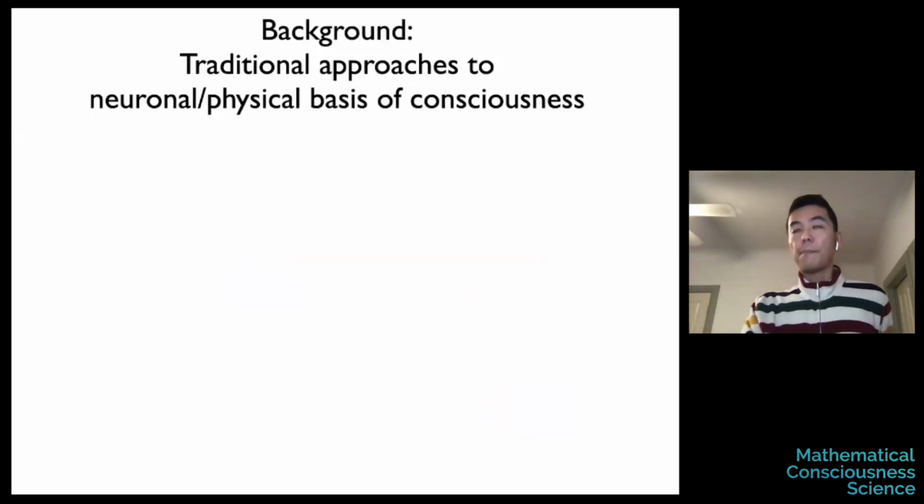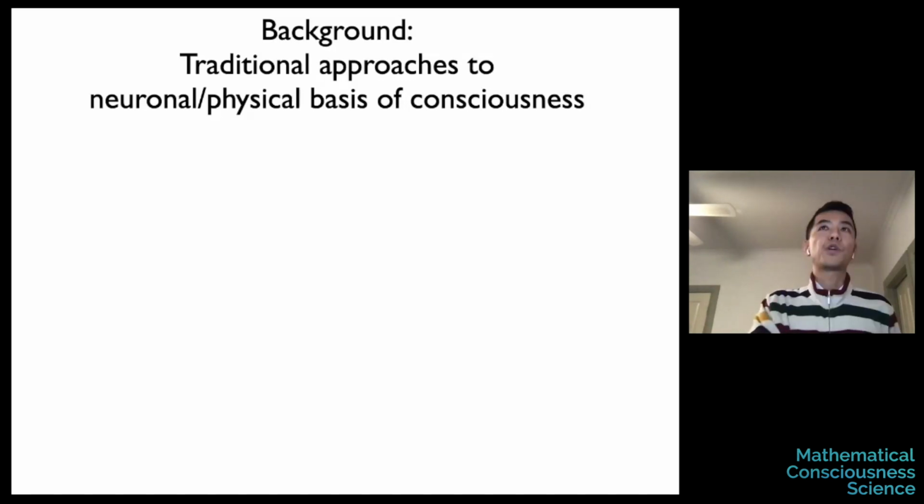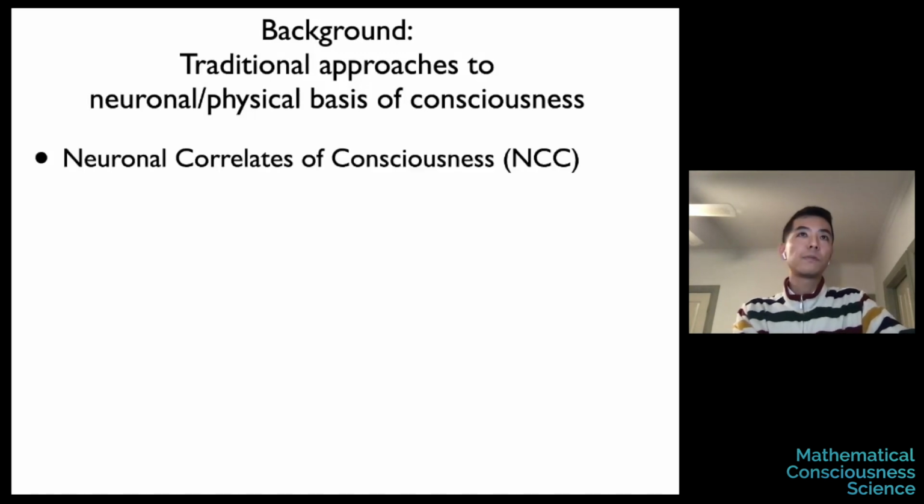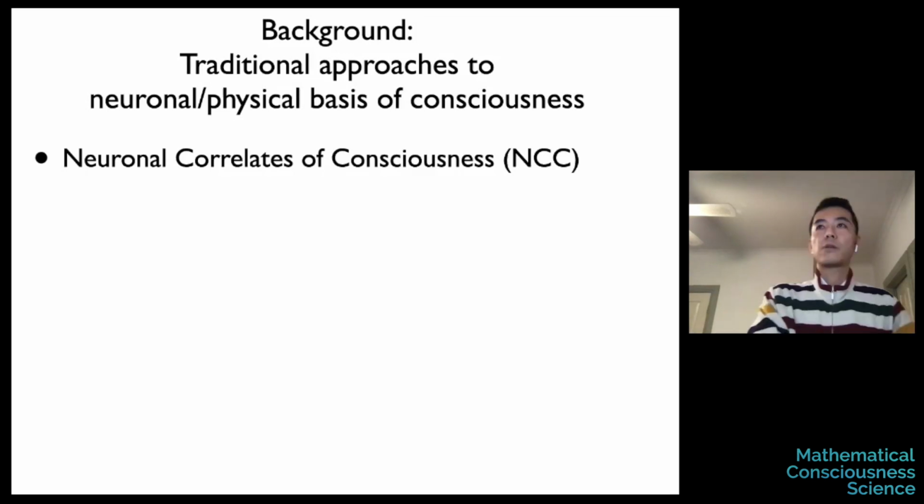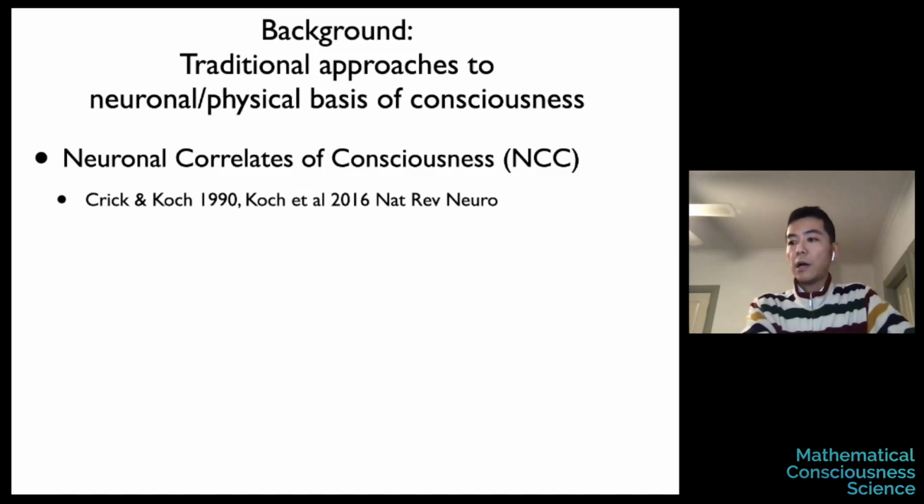Okay, so for the background of my talk, I want to start with the traditional or currently dominant approaches to the neuronal or physical basis of consciousness, which are roughly categorized as follows. One is the neural correlates of consciousness, or the NCC approach, initially advocated by Francis Crick and Christof Koch, who was my supervisor when I was a PhD student. They tried to be more or less agnostic about the theory, but focused on the correlates of consciousness.